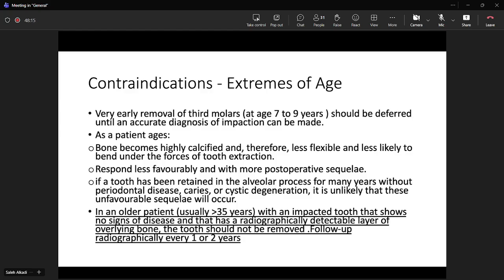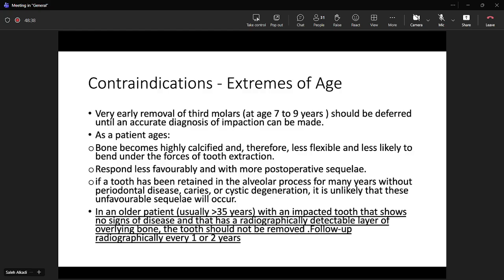Also, in the extreme age, if the tooth is there for too many years, not causing any periodontal problems, no caries, no cystic degeneration, it's unlikely for these teeth to cause any problem later on. So why remove this tooth? Just leave it in there.